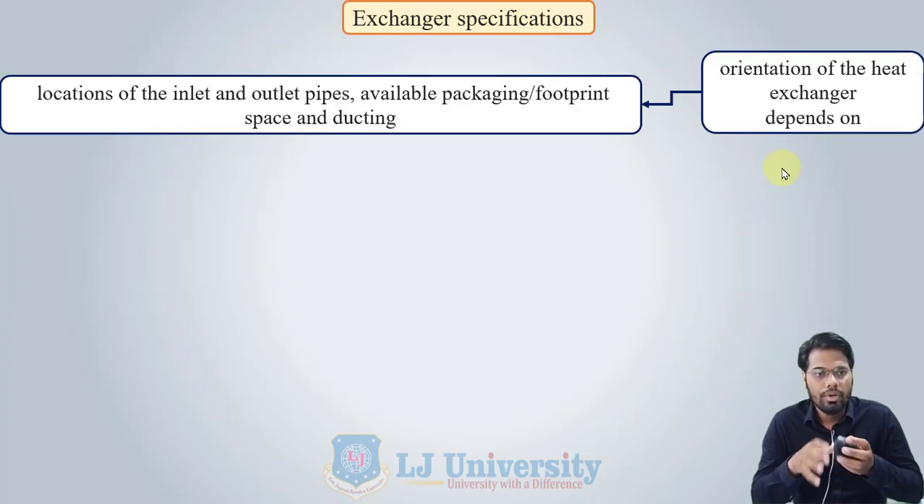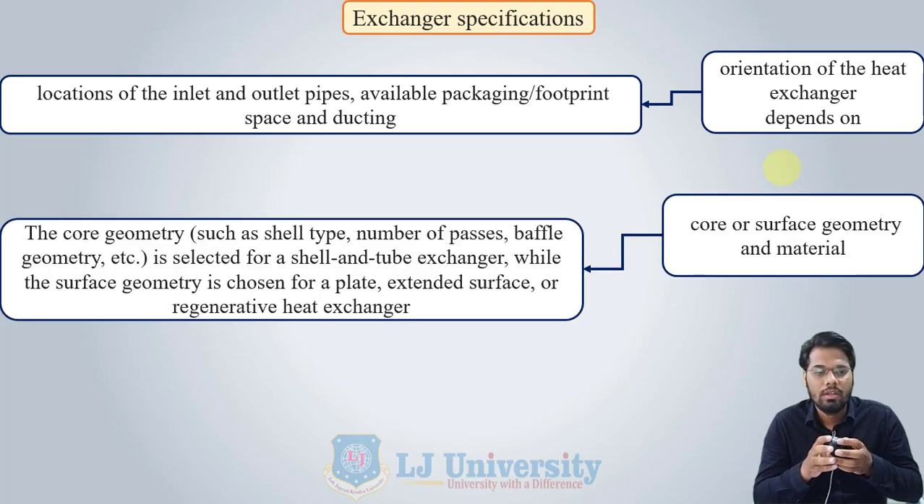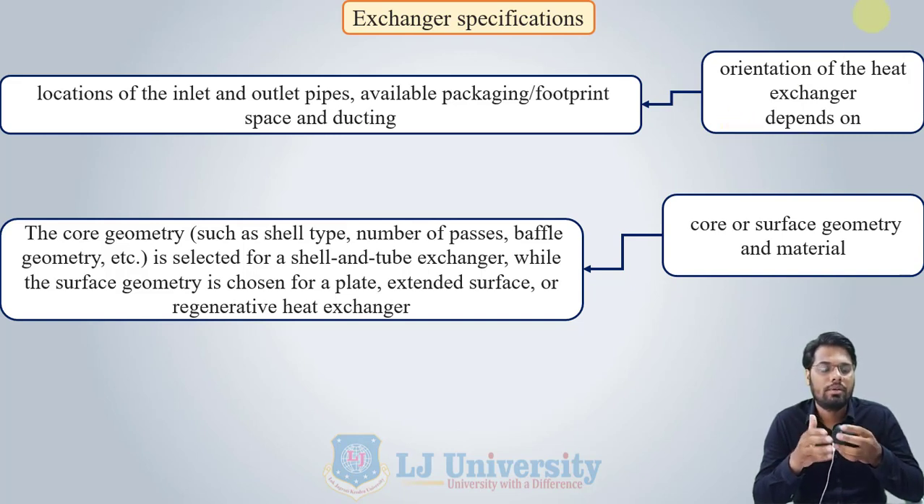Now, orientation of the heat exchanger. For the orientation, the inputs are the location of the inlet and outlet pipes, the space available for installation of the heat exchanger, available footprint, and space for the ducting. Now, core and surface geometry and the material. For selection of surface geometry and material, the inputs are the core geometry like shell type, number of passes, and baffle geometry selected for a shell and tube heat exchanger, while the surface geometry is chosen for a plate, extended surface, or regenerative heat exchanger.